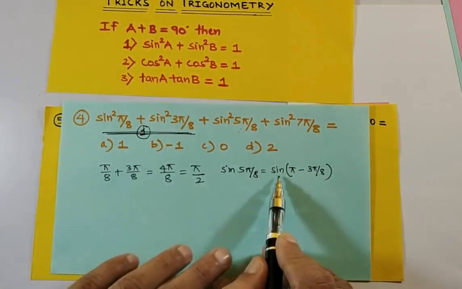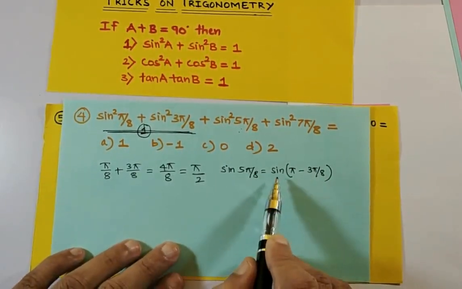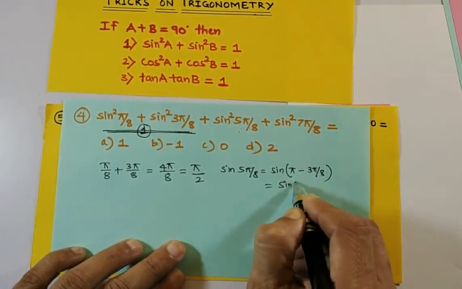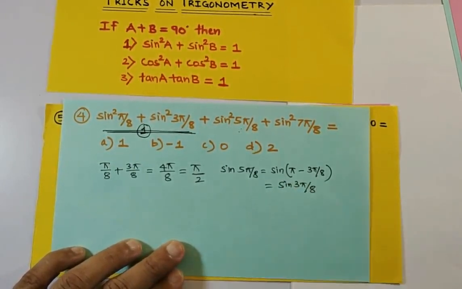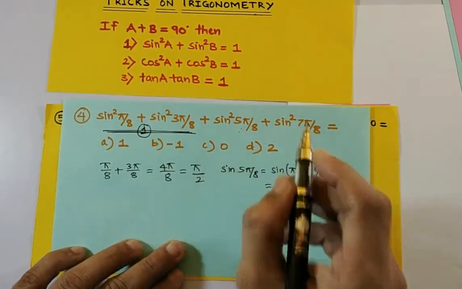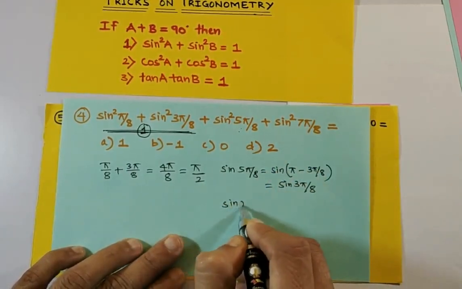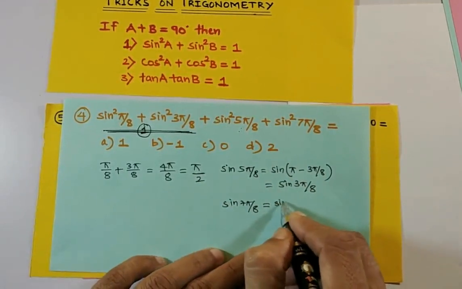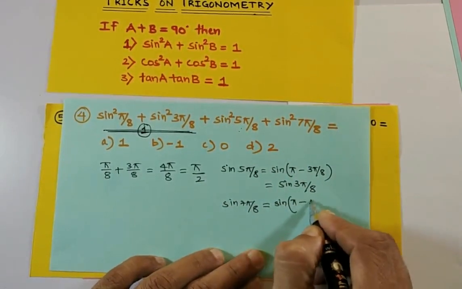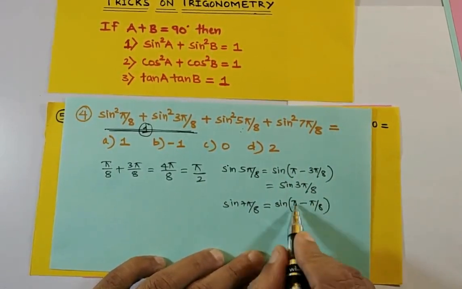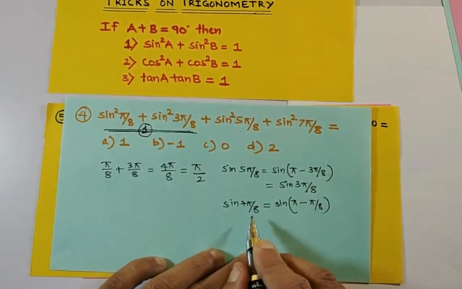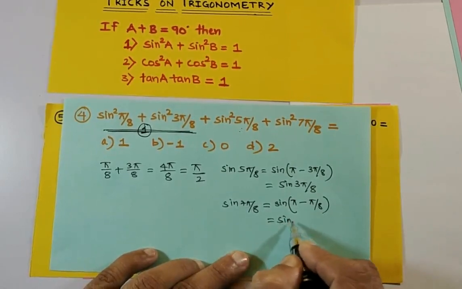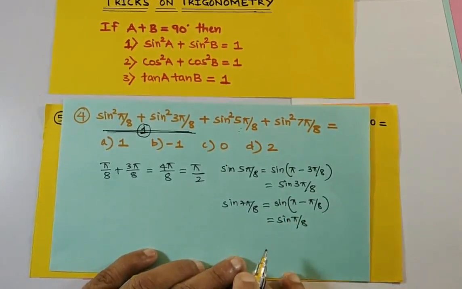Now if you apply sin(180 minus theta), second quadrant, so it will be sin theta, which means this term becomes sin 3 pi by 8. Similarly, sin 7 pi by 8 will be sin(pi minus pi by 8). So if you take the LCM, it is 7 pi by 8. So sin(180 minus theta) means this will be sin pi by 8.